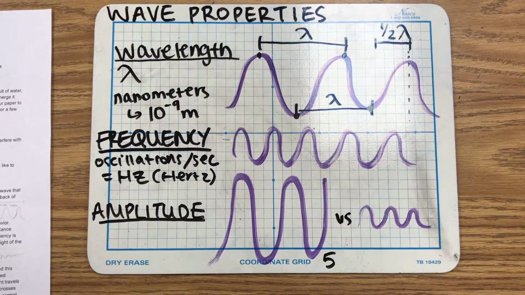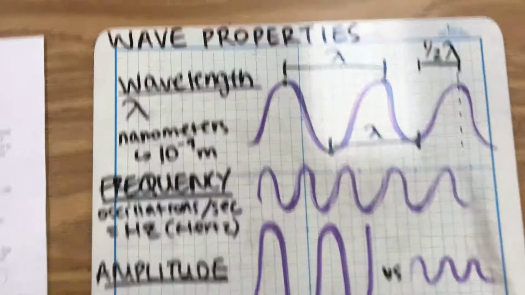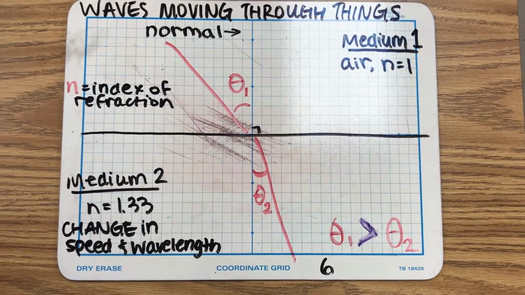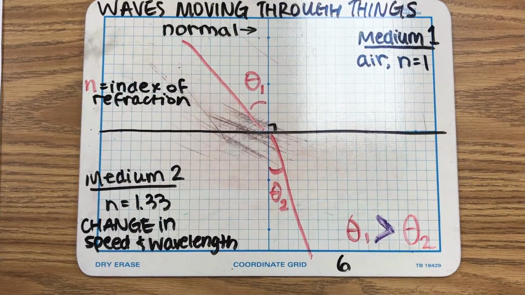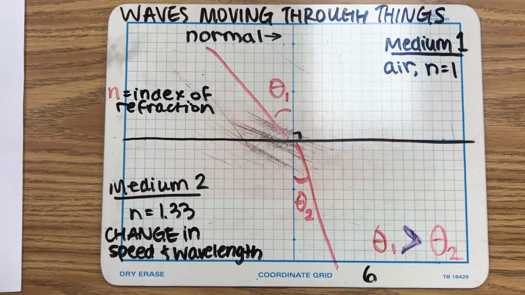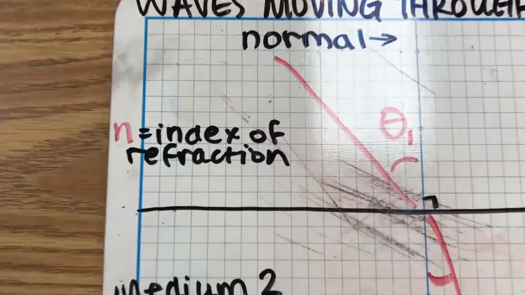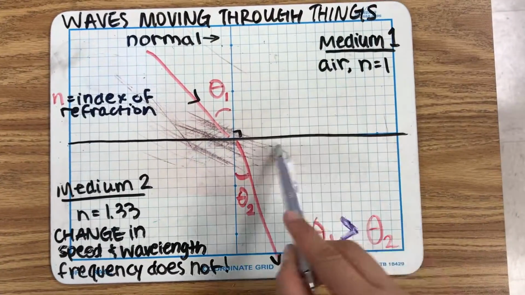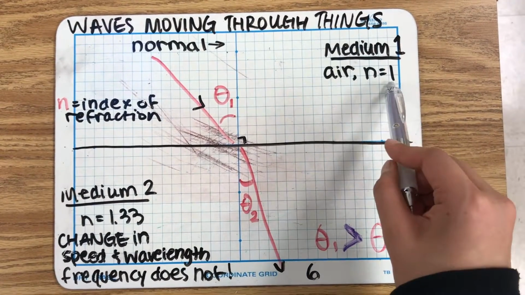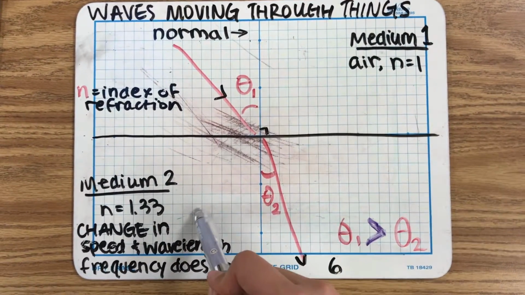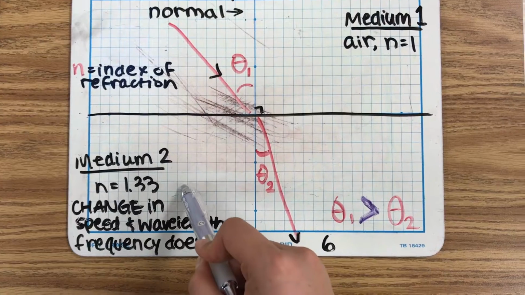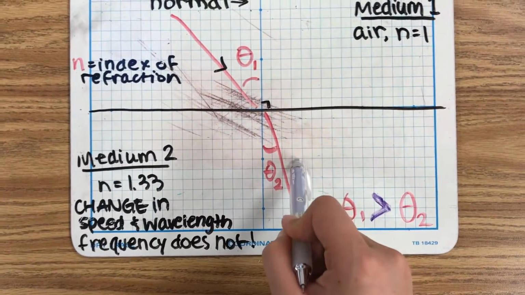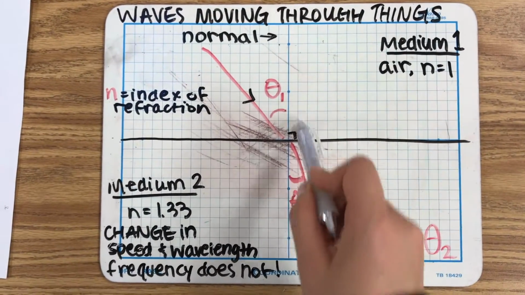Each wave has a wavelength, frequency, amplitude, and speed. A wave's speed depends on the medium that it is traveling through, or the substance that it's traveling through. Each medium has something called an index of refraction. When light crosses the interface between a medium with a lower index of refraction to a medium with a higher index of refraction, the light bends towards the normal. The normal is this perpendicular line.